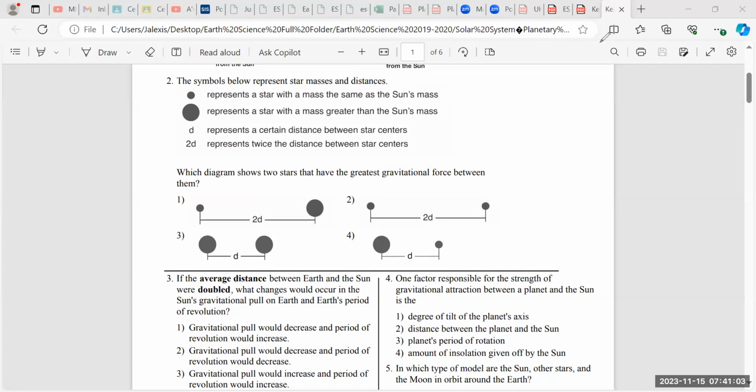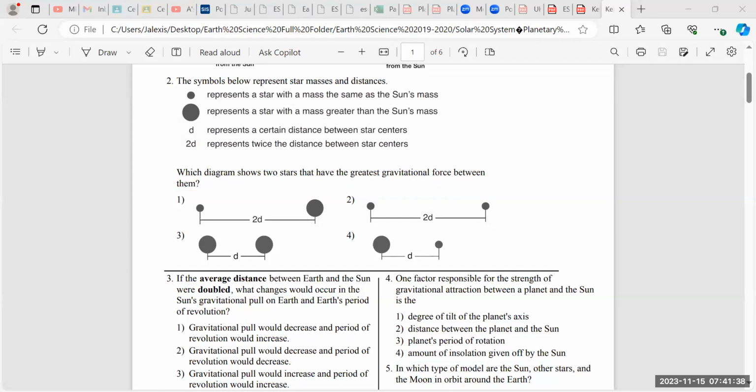All right. So number 2. Number 2 says the symbols below represent star masses and distances. The small circle represents a star with a mass the same as the sun. The larger circle represents a star with a mass greater than the sun. D represents a certain distance between stars. 2D represents twice the distance between star centers. Which diagram shows two stars that have the greatest gravitational force between them?